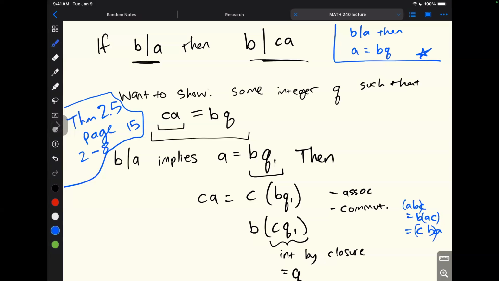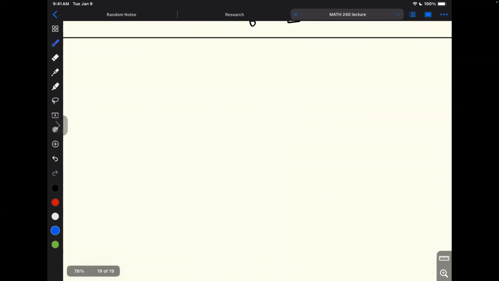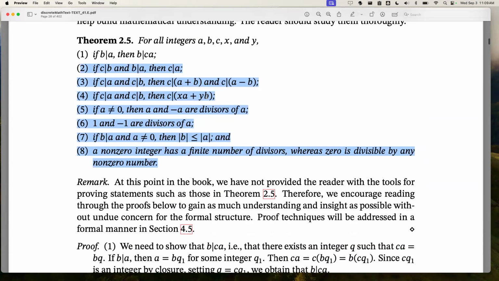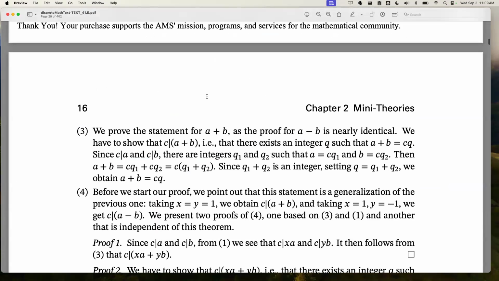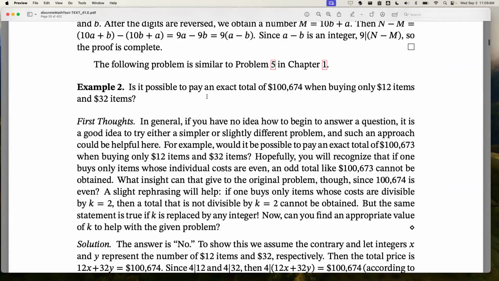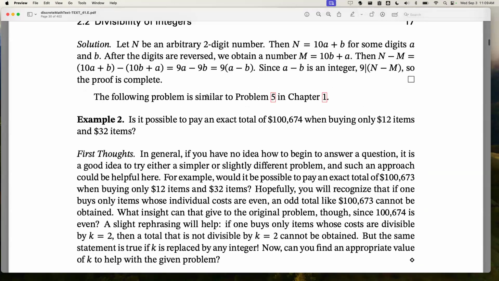All right, let's talk about the division theorem. We're going to look at theorem 2.6 in the book. That is on page, where's my mouse? Example. Division theorem. This is on page 17.